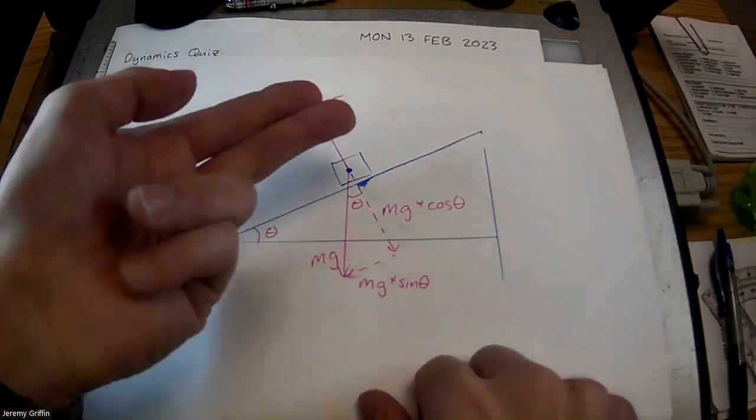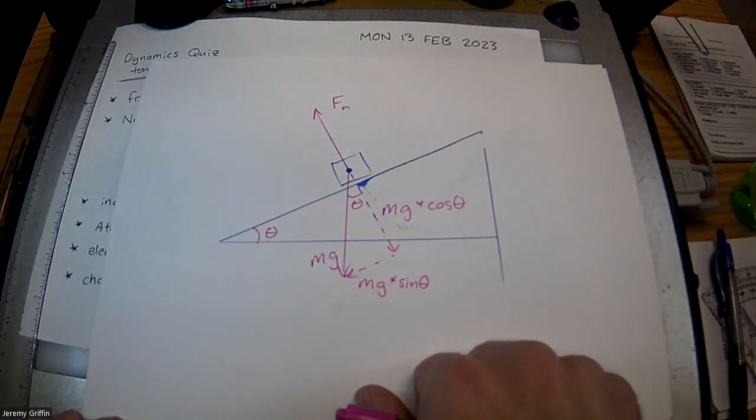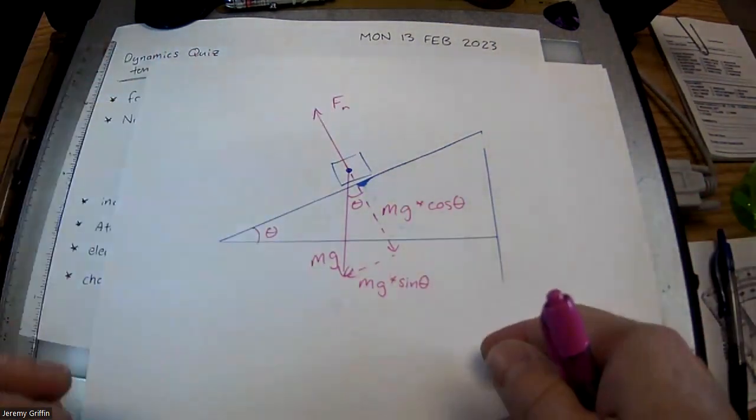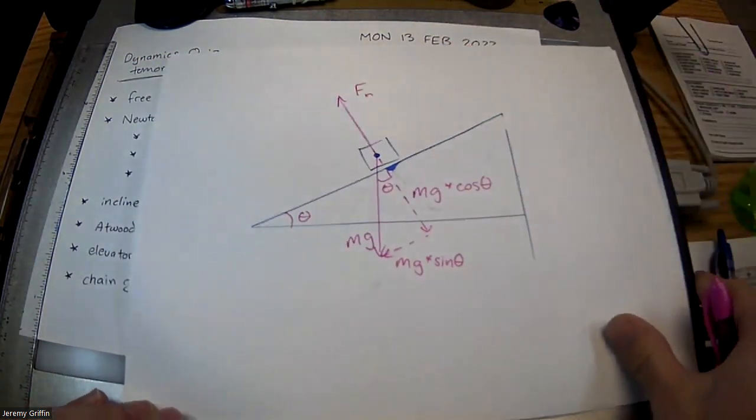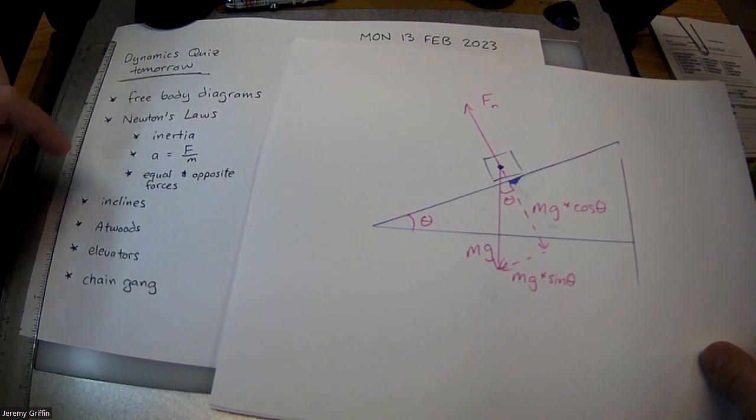What if the block is sliding up to the right? Which way do you draw the friction vector if there is friction? If it's sliding up to the right, which way is the friction vector? Down to the left, right? Okay, so there you go. There's a recap of that.